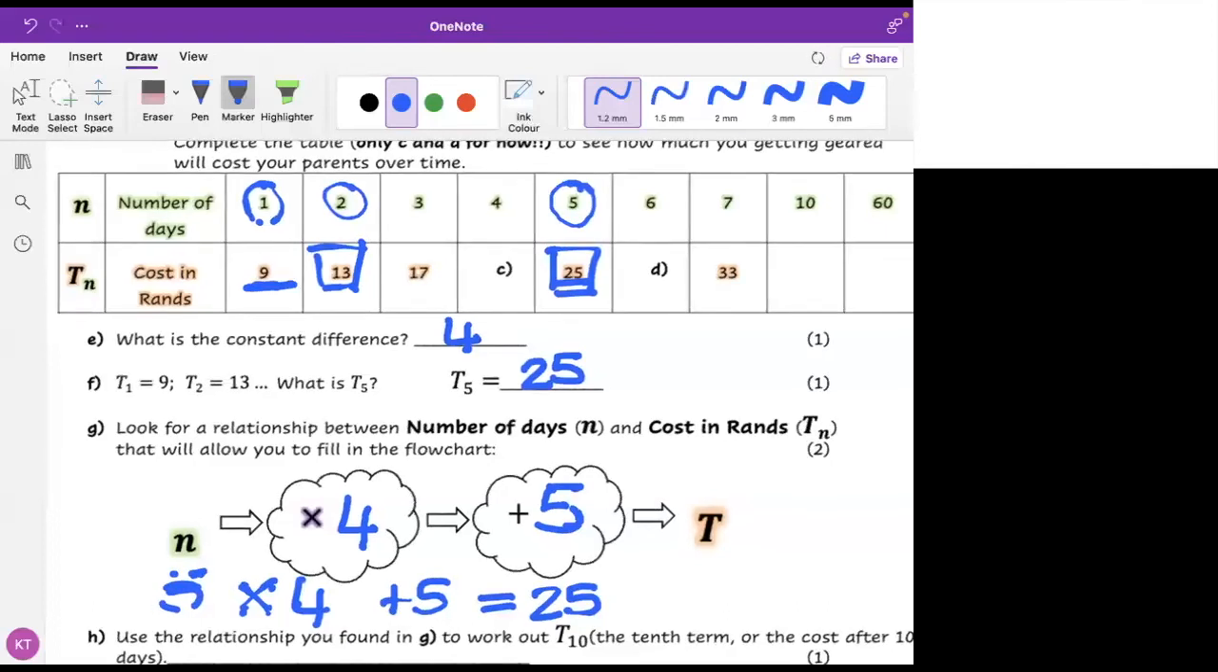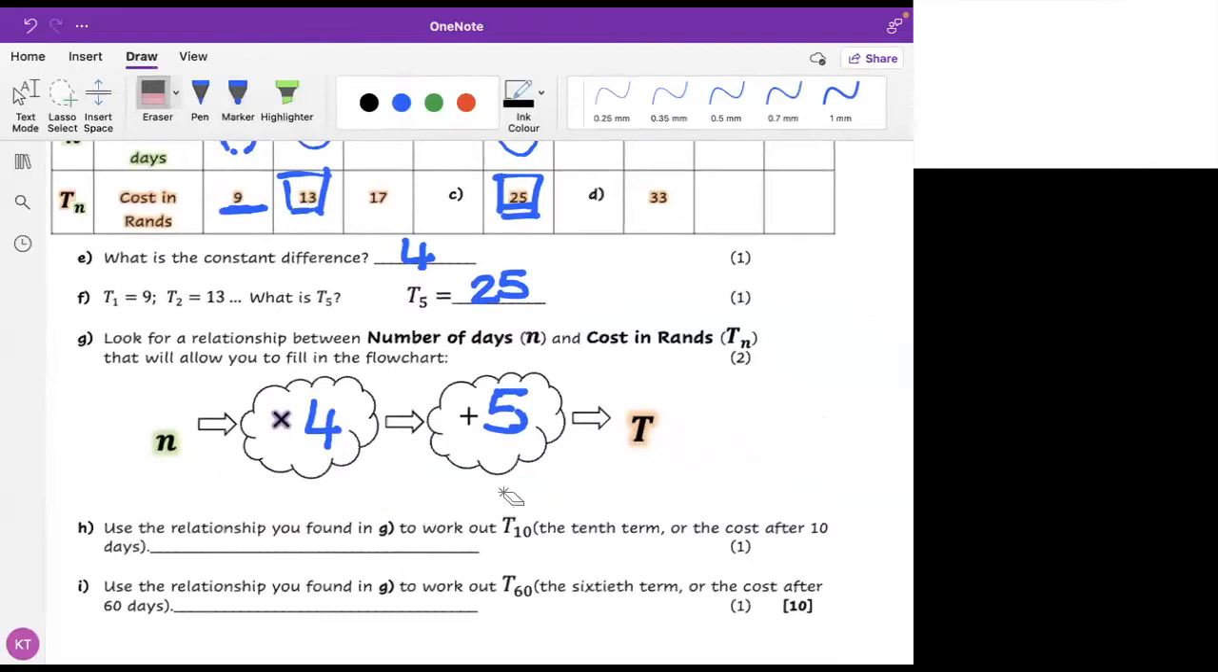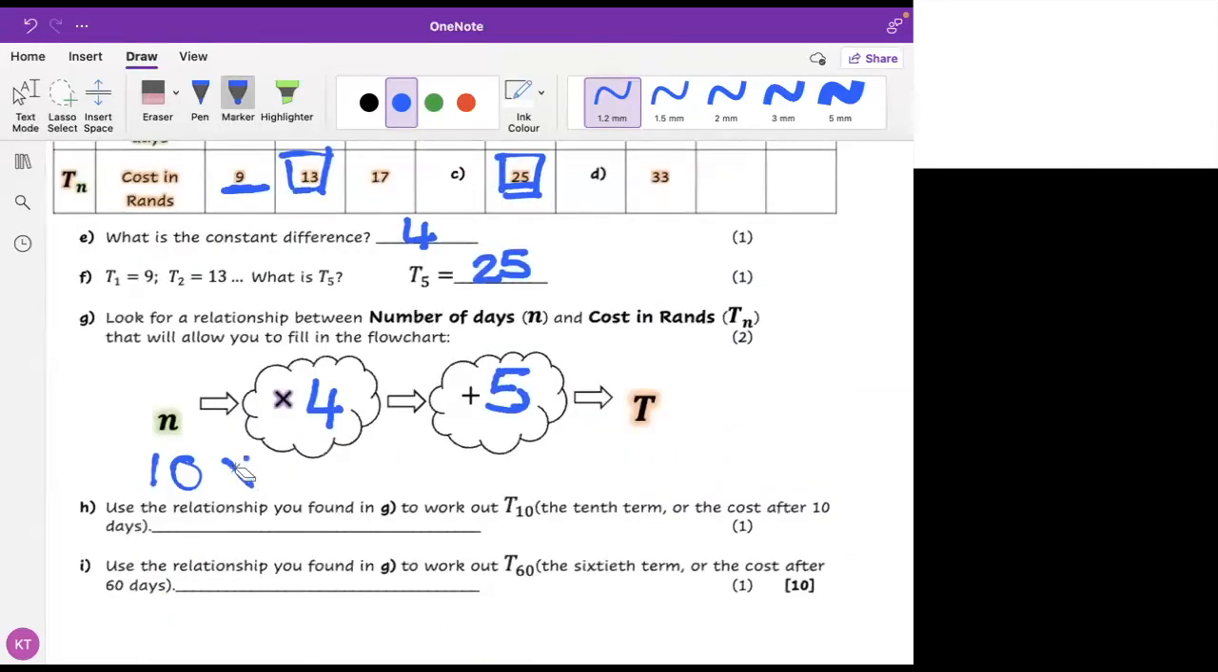Let's look at my next question. It says, use the relationship you found to work out the 10th term. So now they want us to work out when n is equal to 10, the 10th term. So we're going to say 10 times by 4 plus 5. Go do that sum for me. 10 times 4 plus 5. What do you get, guys? Nice. 45. Well done. So we're going to fill it into our table.